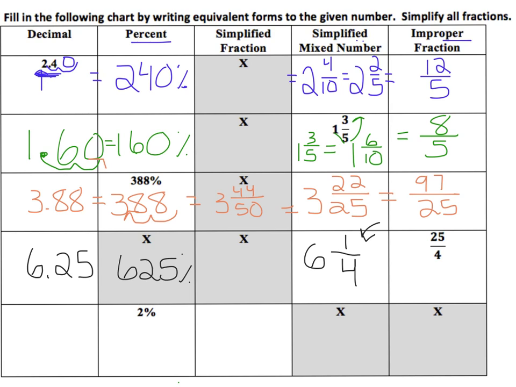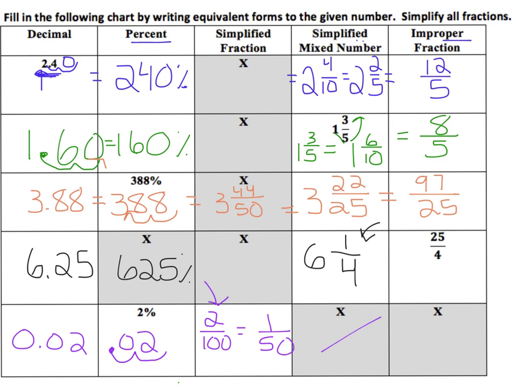All right, last row, 2%. Writing it in all of its equivalent forms. So 2%, let's think about that. 2 out of 100. Simplify that to 1 out of 50. And then 2 out of 100 is 2/100. So it's 0.02. You could also think of it as 2%, move the decimal twice. That's why we have that extra 0. And then it's not a mixed number, not improper, so we didn't need to fill in those boxes.